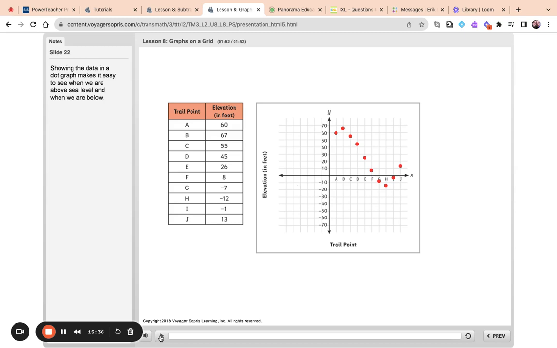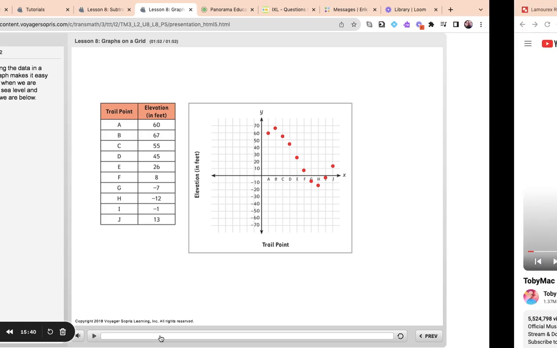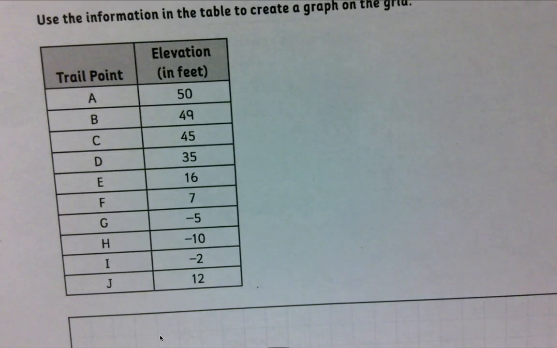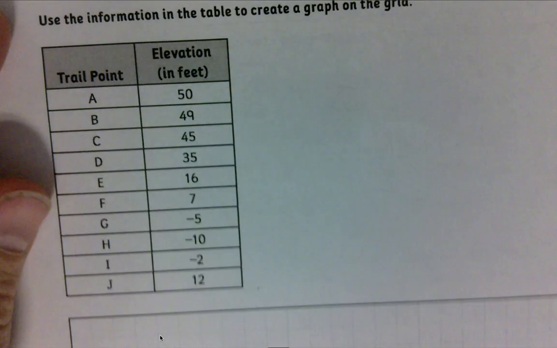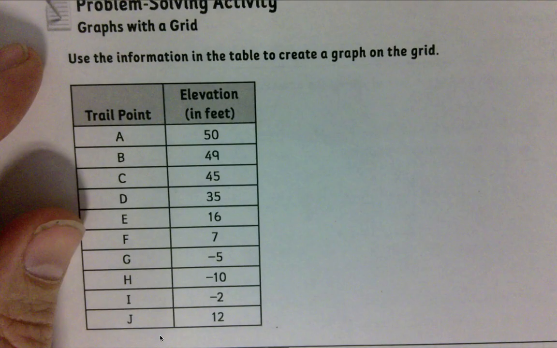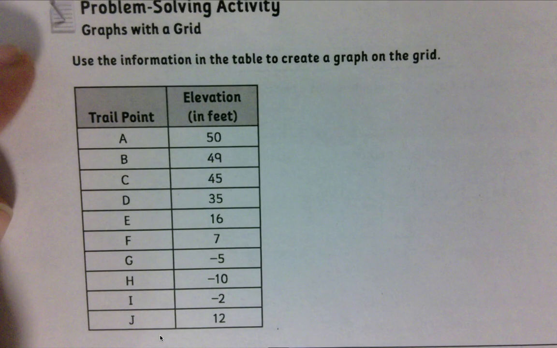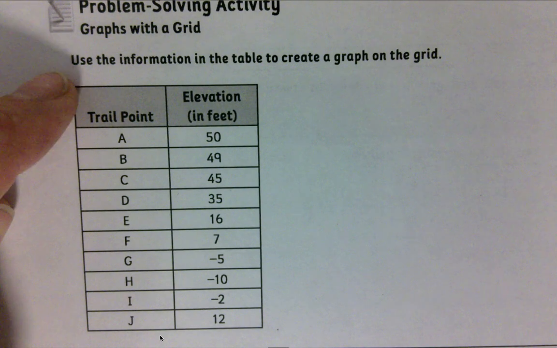So again, we're going to pick up our pencils. We're going to turn the page and go to page 338, where it's got, again, the same type of thing. Use the information in the table to create a graph on this grid below.